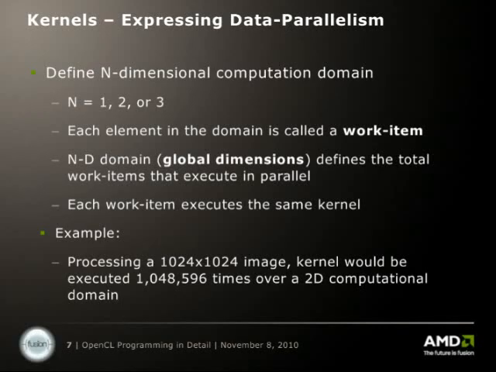In this n-dimensional domain, you have a global dimension, which defines the total number of work items or threads that are going to be executed in parallel. The main idea is that each work item or thread executes the same kernel. So the kernels provide thread-level programming here. As an example, if one were processing an image that was 1024 by 1024, the kernel would be executed a little over 1 million times. In other words, 1024 squared over this two-dimensional computational domain.